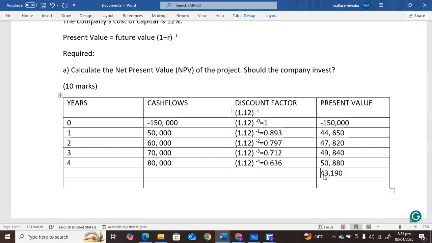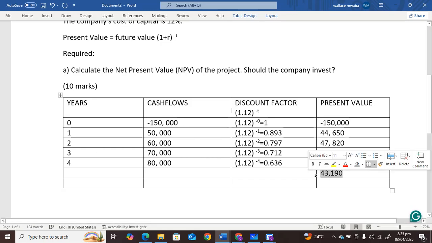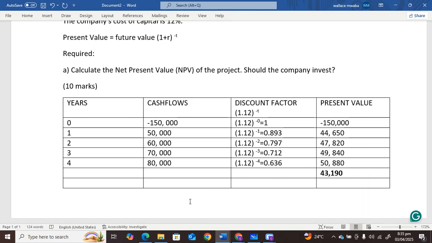So when you get a positive value, the decision rule for net present value: if the net present value is positive, you accept. It represents gains from the project. Since the NPV is positive, we accept the project. Any questions?